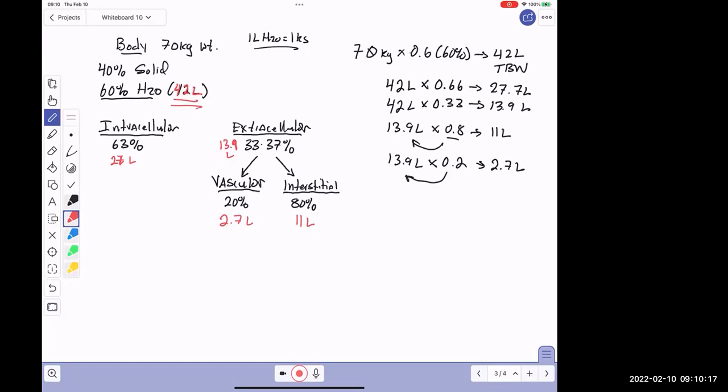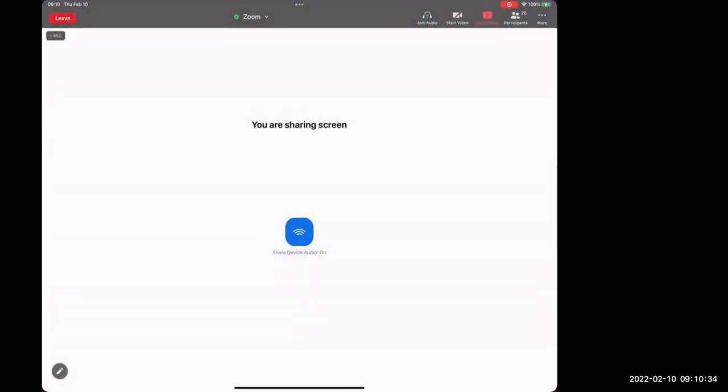Now, this is just the water we're talking about, right? So you might look at that and go, well, you have more than 2.7 liters of blood, right? And you're absolutely correct, because remember, blood is not just water. There is other stuff in the blood.